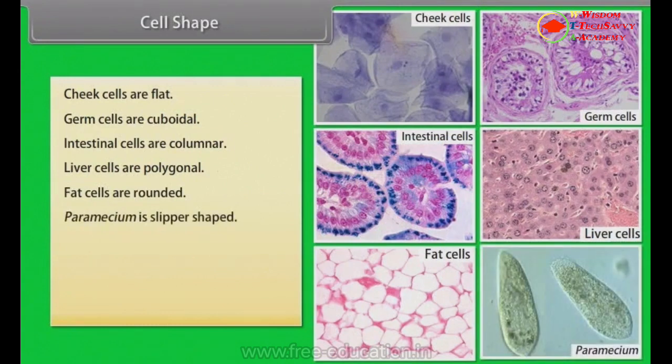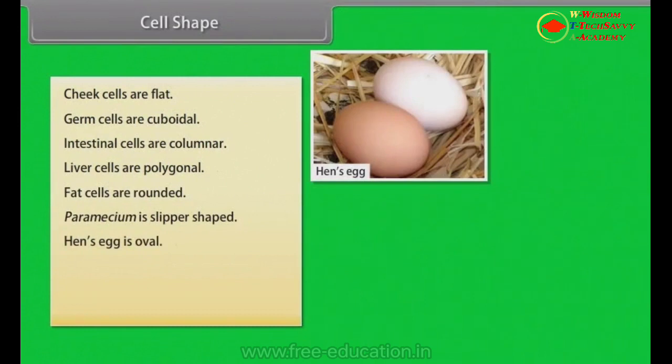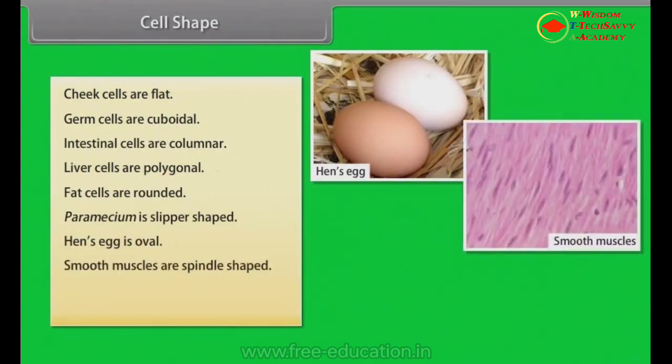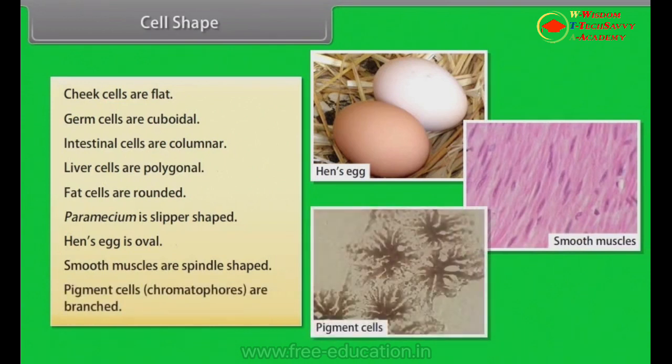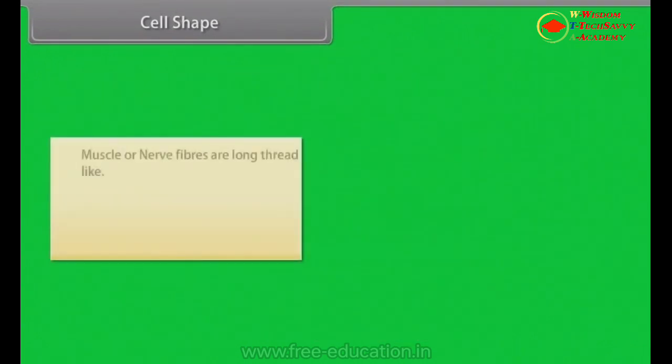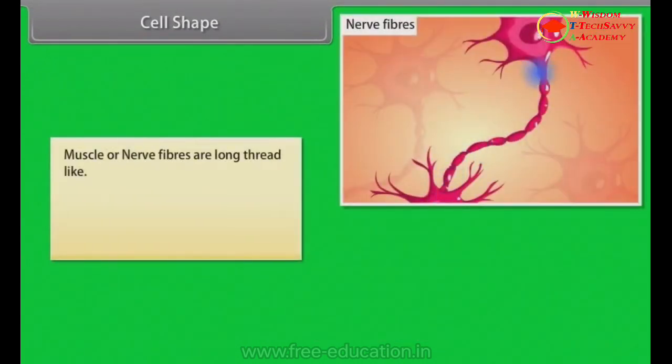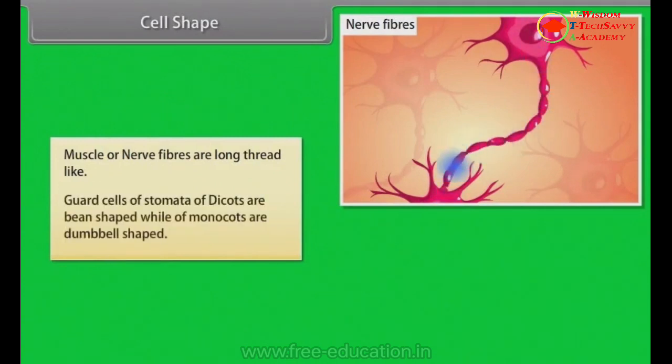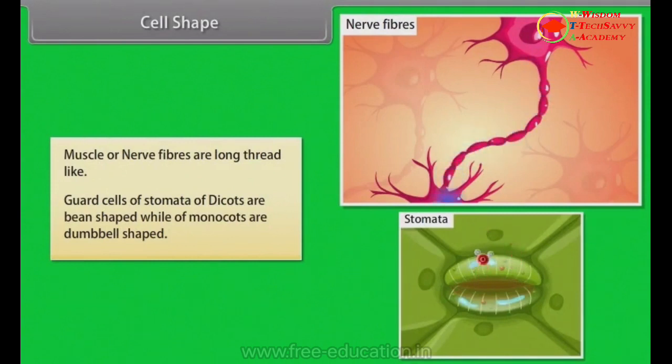Paramecium is slipper-shaped. Hen's egg is oval. Smooth muscles are spindle-shaped. Pigment cells, that is, chromatophores, are branched. Muscle or nerve fibers are long thread-like. Guard cells of stomata of dicots are bean-shaped, while of monocots are dumbbell-shaped.